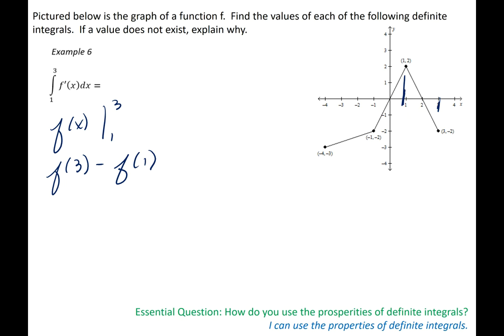All right, so when I put in a 3, I get -2. And when I put in a 1, I get 2. And -2 minus 2 is -4.